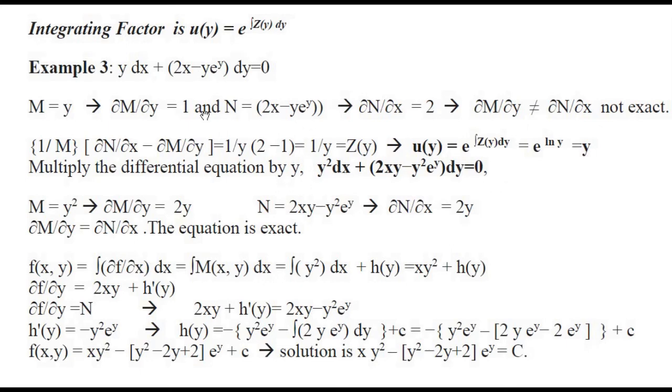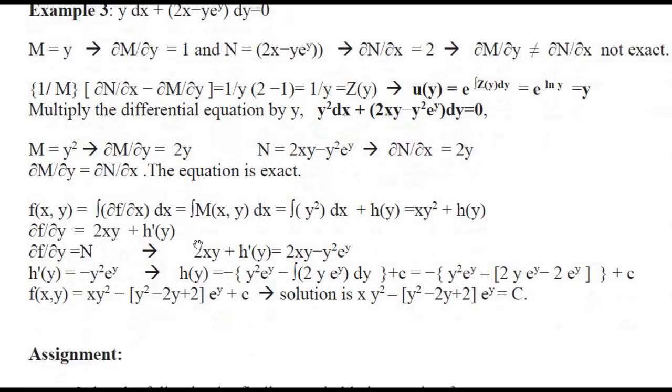Now multiply the given equation by y, getting y² dx + (2xy − xy² e^y) dy equal to 0. Now check for exactness. M is this one, ∂M/∂y is 2y, and N is this one, ∂N/∂x is, from here, 2y. So these two are equal. So on multiplication with the integrating factor, this equation becomes an exact equation. So we can solve it.